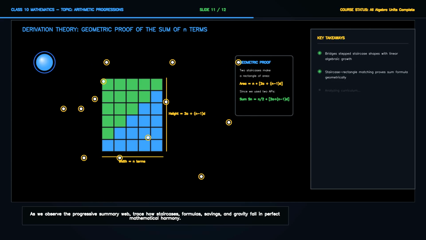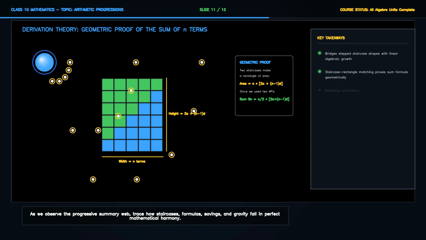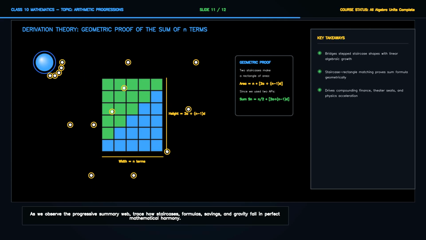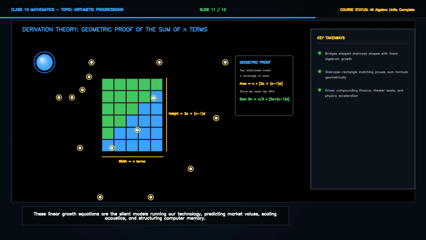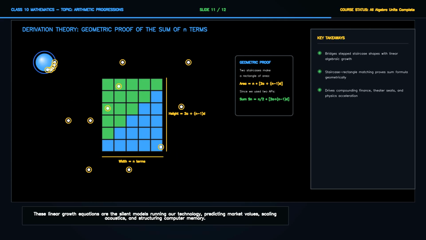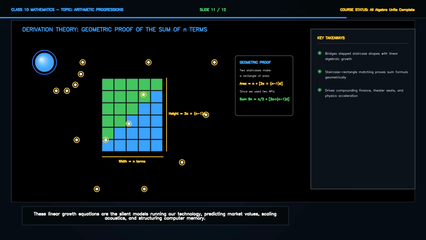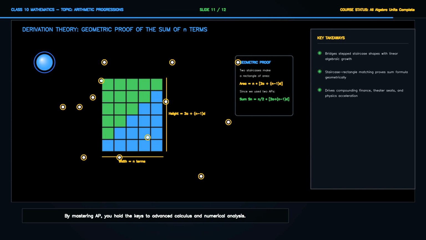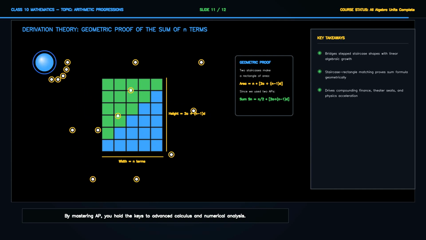As we observe the progressive summary web, trace how staircases, formulas, savings, and gravity fall in perfect mathematical harmony. These linear growth equations are the silent models running our technology, predicting market values, scaling acoustics, and structuring computer memory. By mastering AP, you hold the keys to advanced calculus and numerical analysis.